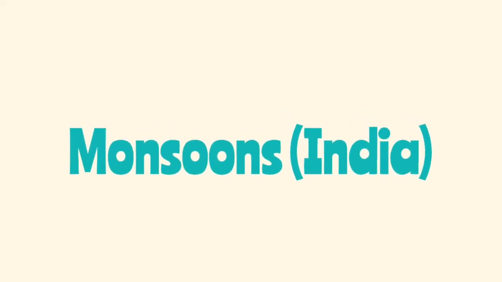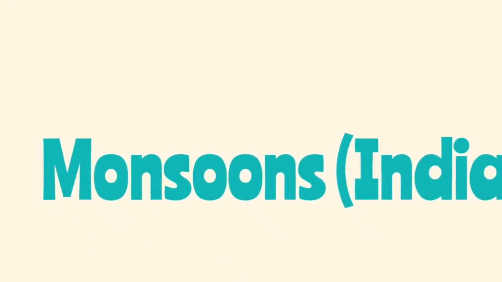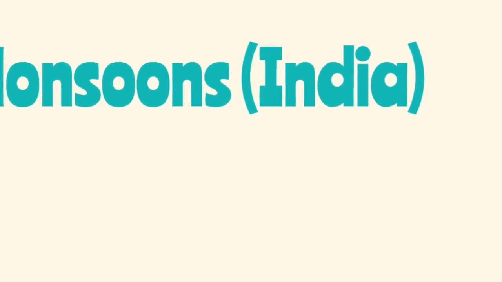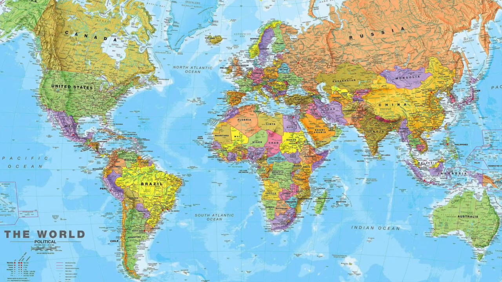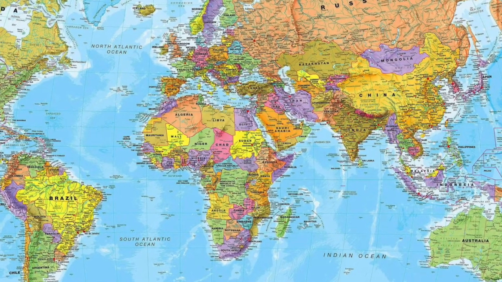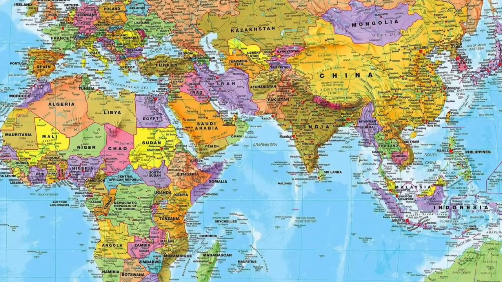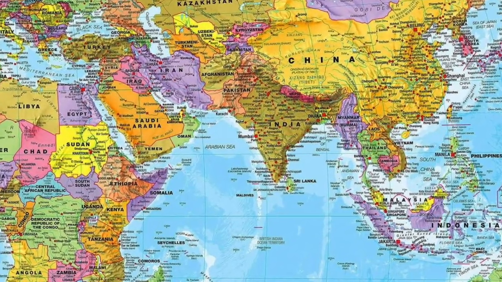Next, we will look at the monsoons that affect India as an example of a regional wind. While sea breezes and land breezes represent a daily reversal of the winds, monsoons represent a seasonal reversal of the winds. To better understand monsoons, let's locate India on a map. India is in South Asia, and a large portion of it is sandwiched between two important seas, the Arabian Sea and the Bay of Bengal.